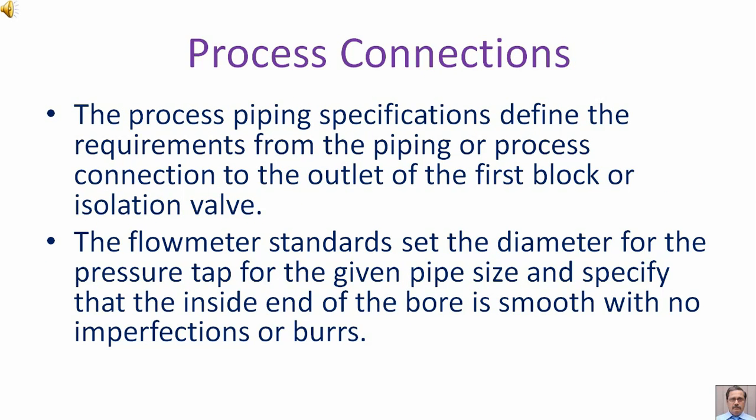Process connections. The process piping specifications define the requirements from the piping or process connection to the outlet of the first block or isolation valve. The flow meter standards set the diameter for the pressure tap for the given pipe size and specify that the inside end of the bore is smooth with no imperfections or burrs.